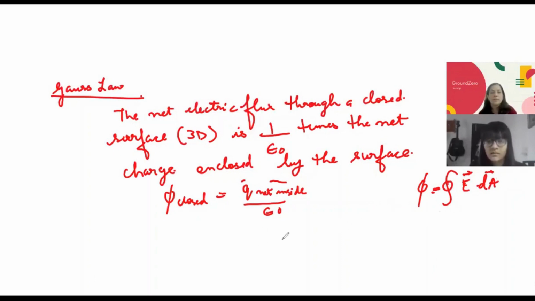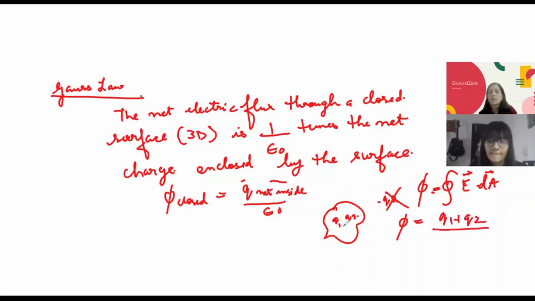So let us suppose I take a surface and say Q1 and Q2 are inside it and Q3 is outside, right? So what will be the flux of this surface? Q1 plus Q2 upon epsilon naught. You are not to consider the third one. All the charges which lie inside the surface, those you have to consider. Due to these, the flux which is coming out gives you the flux contributed by this 3D surface, upon epsilon naught, right?